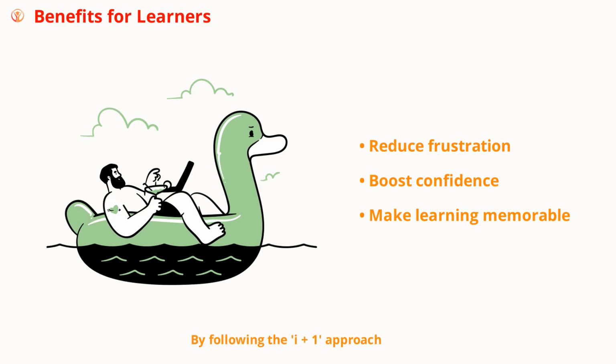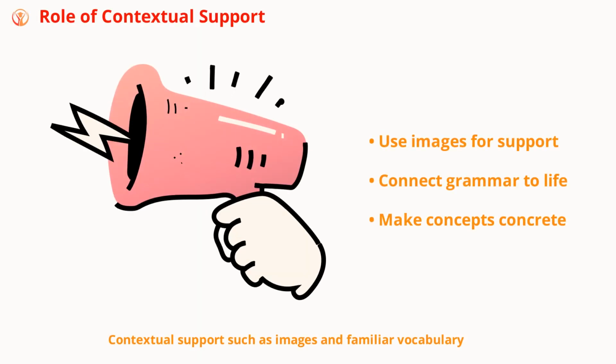By following the I+1 approach, learners are less likely to feel frustrated or lost. They build on what they already know, making new language more accessible and memorable. This method also boosts confidence as students experience regular success with each new step. Contextual support, such as images and familiar vocabulary, plays a crucial role in helping learners understand new structures. By connecting new grammar to real-life situations, teachers make abstract concepts concrete and relatable.